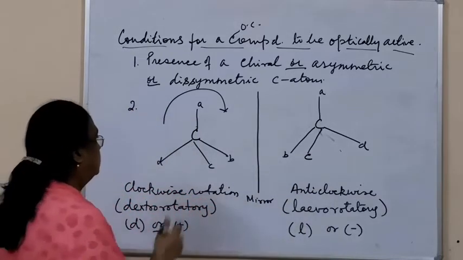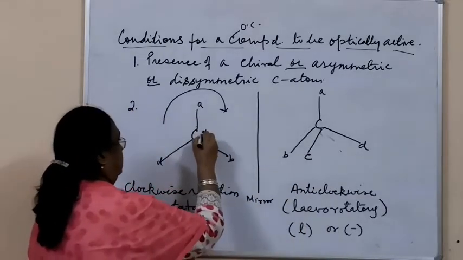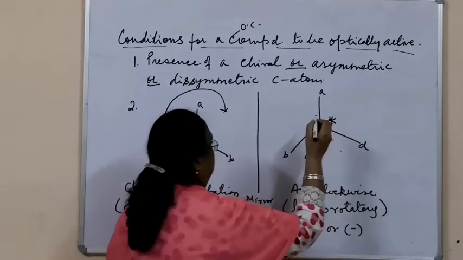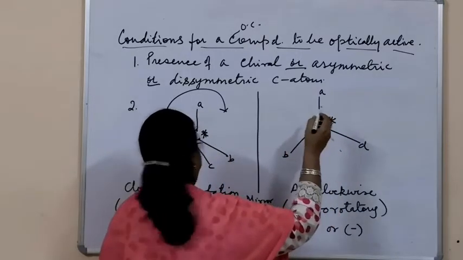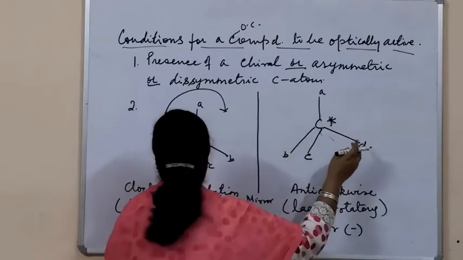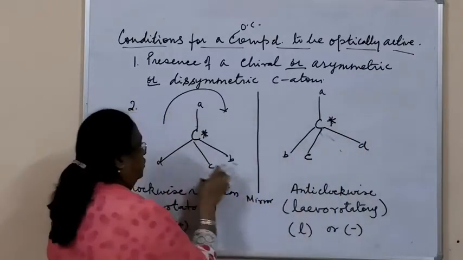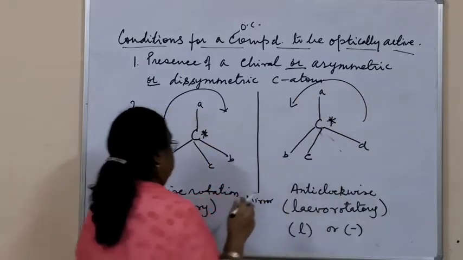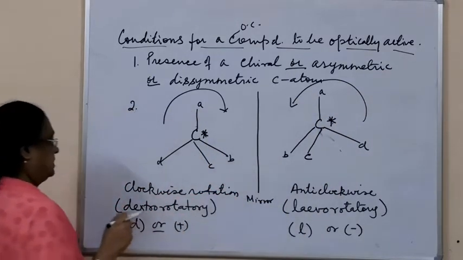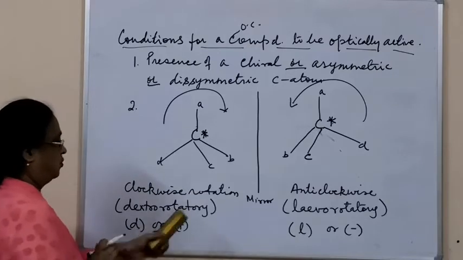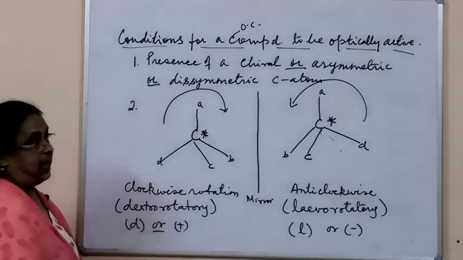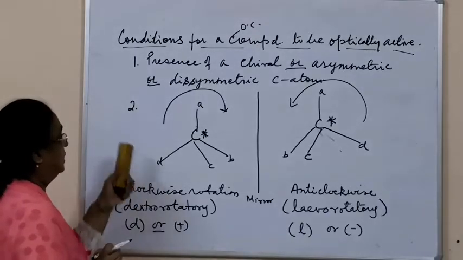Okay. So this is a chiral carbon and this is also a chiral carbon. The first condition is there, and here it goes from D to B, and here from D to B. So this is clockwise, anti-clockwise. So two isomers, dextro and levo form. The second point is what?